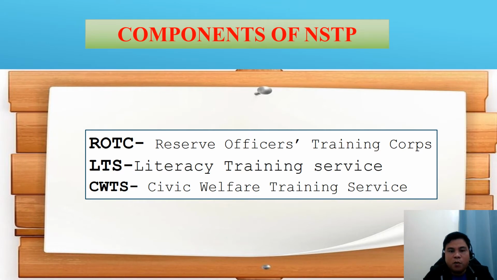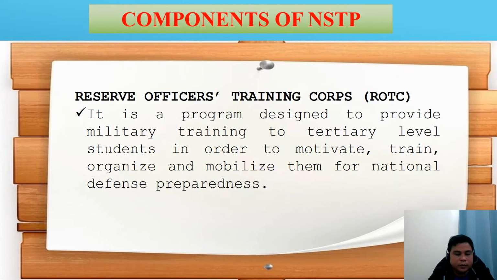The program components of NSTP. We have three components of the NSTP. The first is the Reserve Officers Training Corps, or the ROTC. Second, Literacy Training Service, or the LTS. Third, the Civic Welfare Training Service, or the CWTS.